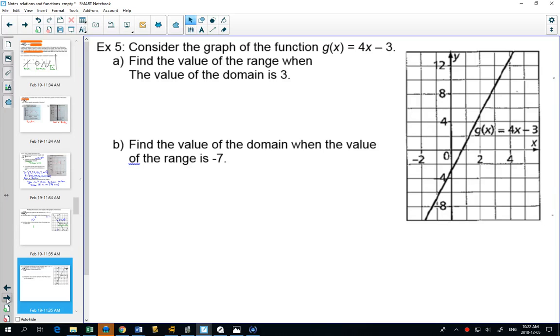All right, let's see how you did. When the domain is 3, did you get a range value of 9? And when the range value was negative 7, get a domain value of negative 1?